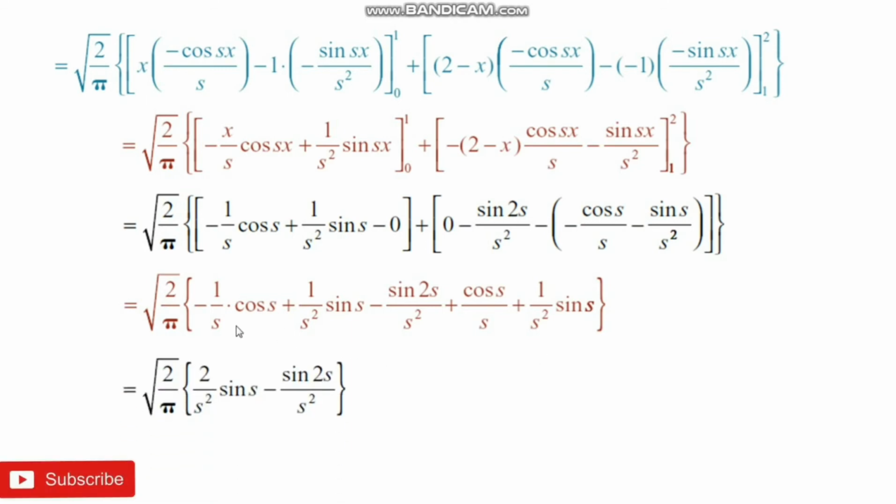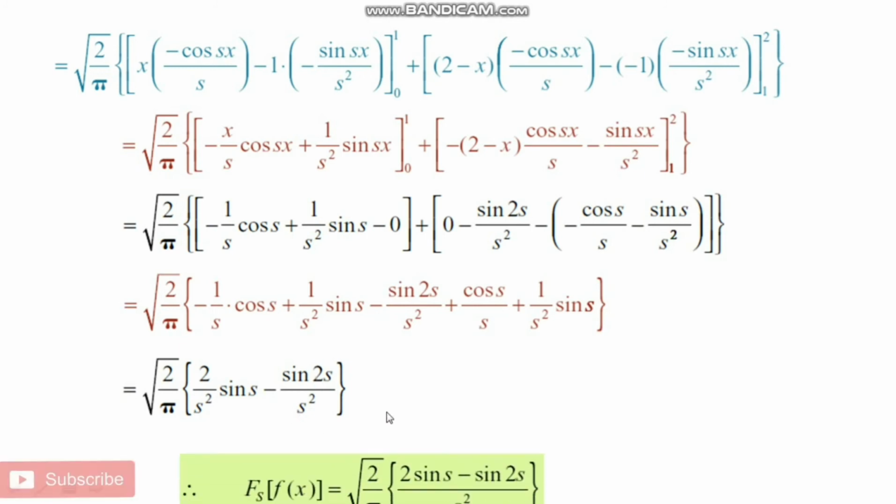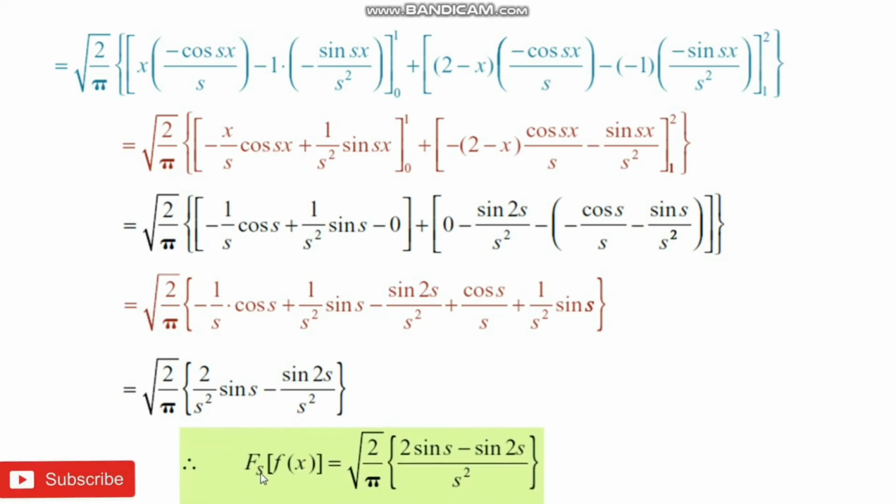Here one can observe cosine s by s, cosine s by s, same values having opposite signs, cancel them, and also we have 1 by s square sin s, 1 by s square sin s, 2 by s square sin s, negative sin 2s by s square. Hence the required Fourier sine transform to the function f of x is square root 2 by pi times 2 sin s negative sin 2s by s square.